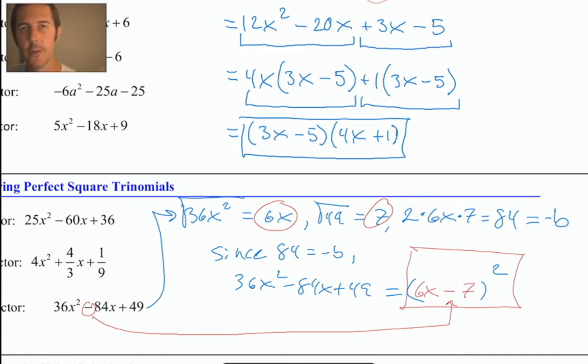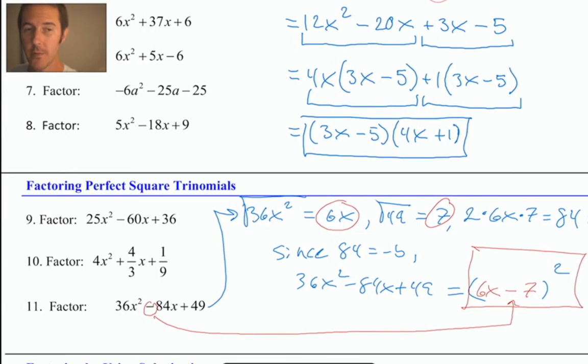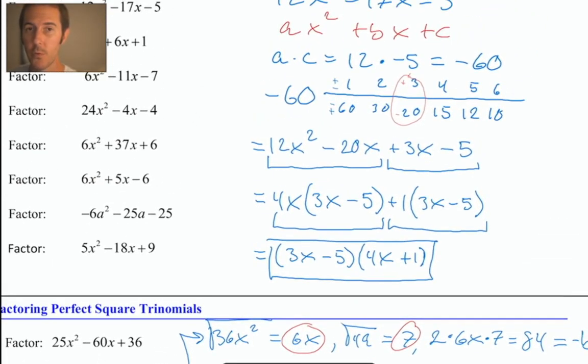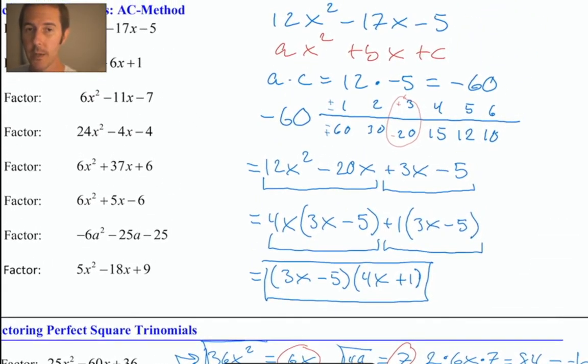And that's your final answer. Could you do the AC method in order to factor these things to the left, 9, 10, and 11? Absolutely. Do you want to do all of that work to get your final answer?